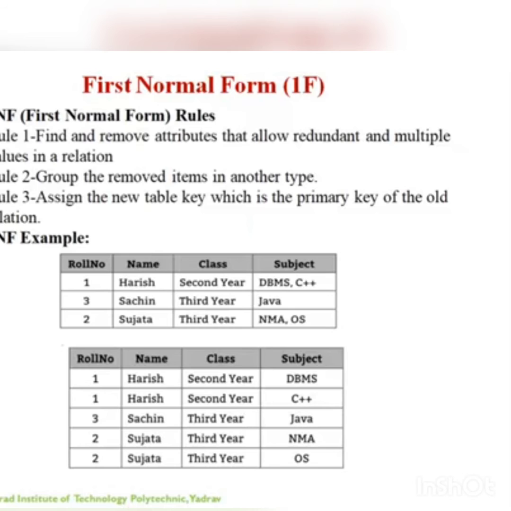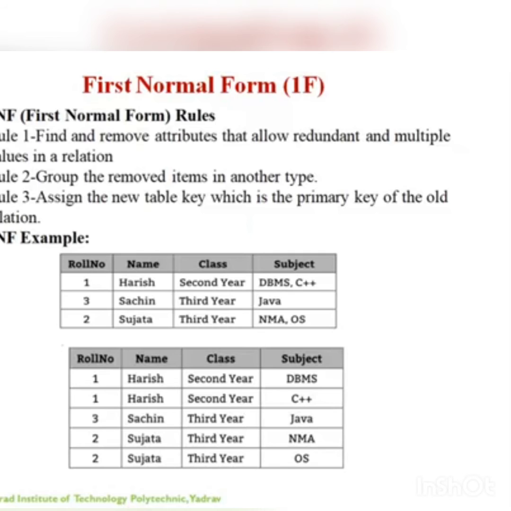There are 3 steps. Here you can see the 3 rules. First one is find and remove attributes that allow redundant and multiple values in a relation. The second rule is to group the removed items in another table. And the third rule is assign the new table a key which is the primary key of the old relation. This is all about the first normal form.